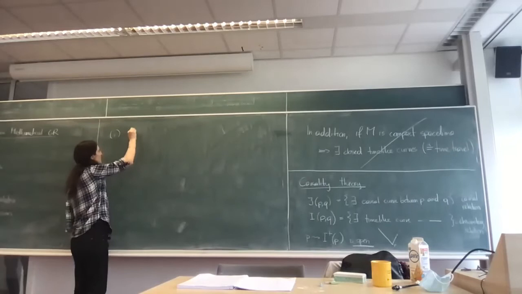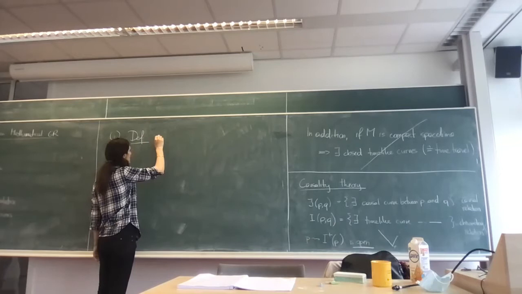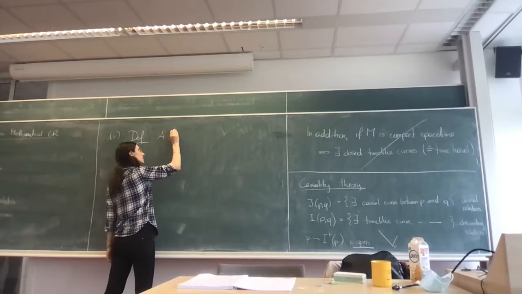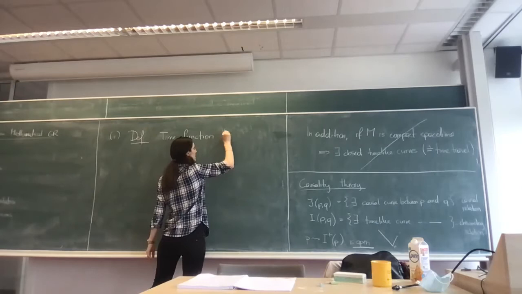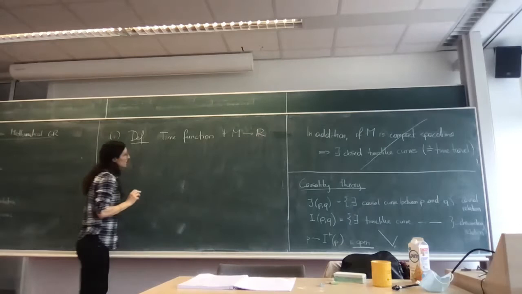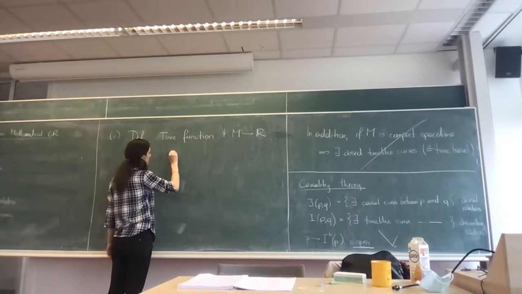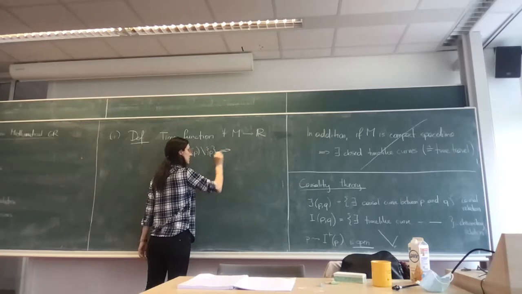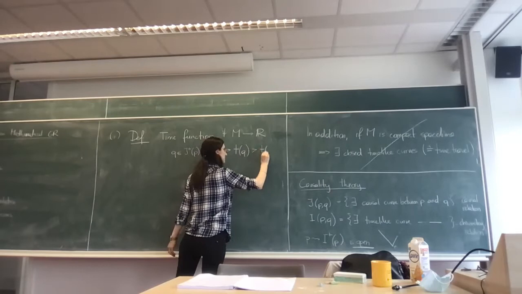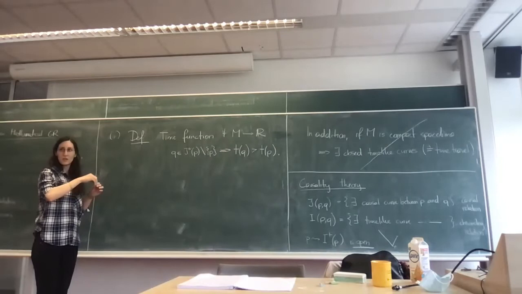So M is a space-time. Let's just see what the time function is. This is a function T from M to R with the following property: if Q is in the causal future of P, but not P itself, then T of Q is greater than T of P. So this is a function that strictly increases along future-directed causal curves.